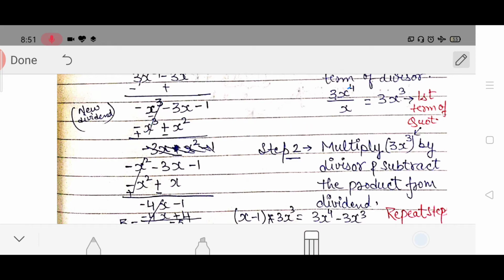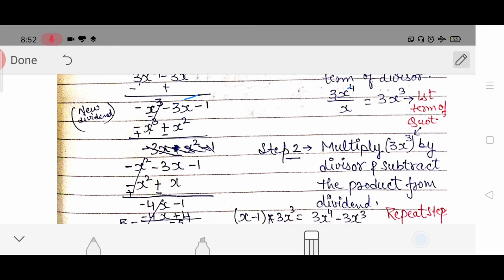First you have to write the term of greater degree. Among 3x and x square, which is of greater degree? That is x square. So you write x square at first place, then minus 3x, and then what is left here? That is minus 1.